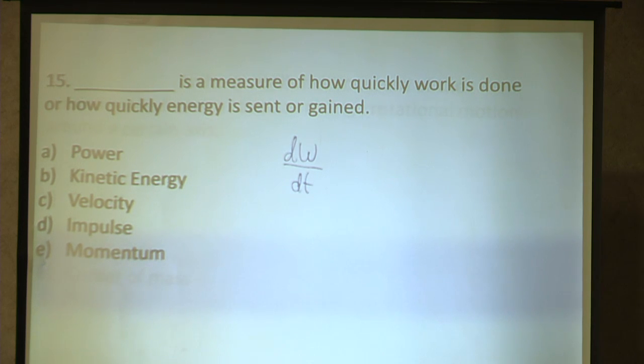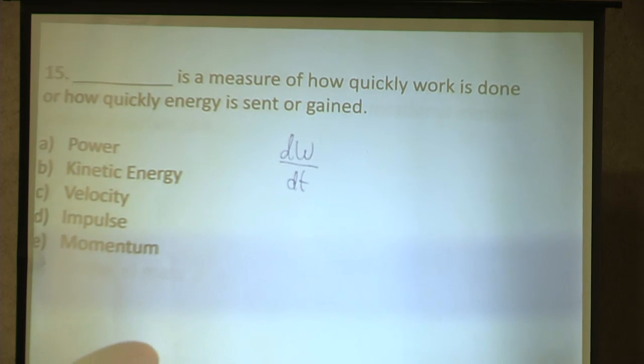Any guesses? Okay. Did you guys learn about power? No? Is this a waste of a problem? No one learned about power? We did power? Okay. So I'm going to go over what power is.